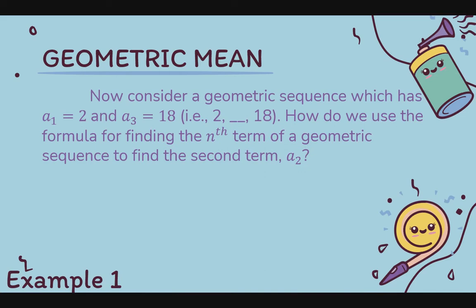Now, consider a geometric sequence which has a sub 1 or the first term equal to 2 and a sub 3 or the third term equal to 18. So this is how it will look. 2, blank, 18. How do we use the formula for finding the nth term of a geometric sequence to find the second term a sub 2?